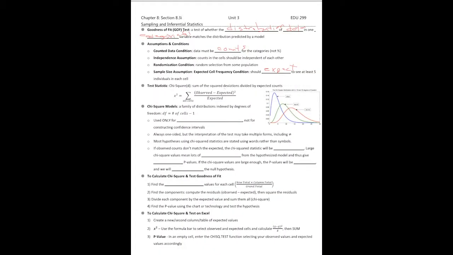So here's our chi-square models. They are indexed by degrees of freedom, and to find your degrees of freedom, you're going to take the total number of cells that you have minus 1. When you write out your data, you're going to have your category down the left side or across the top, and then all of your cells in there. If you have multiple categories for your categorical data, you're going to have multiple cells. You have to count every cell in there, subtract 1, and that's how many degrees of freedom you're going to have.